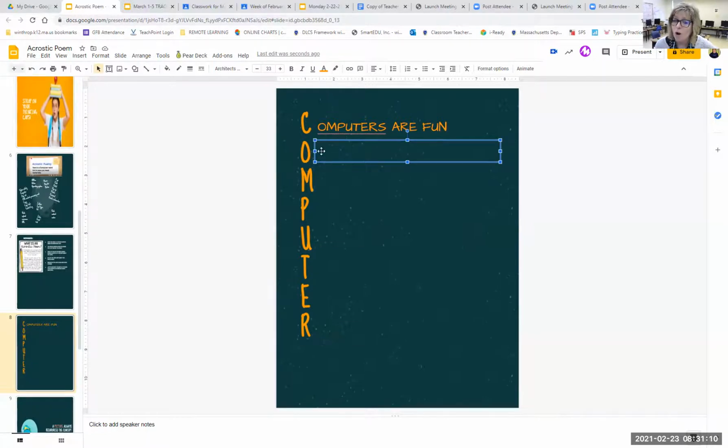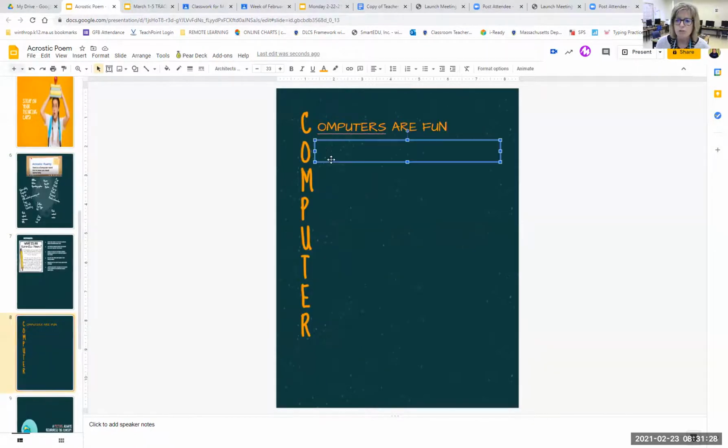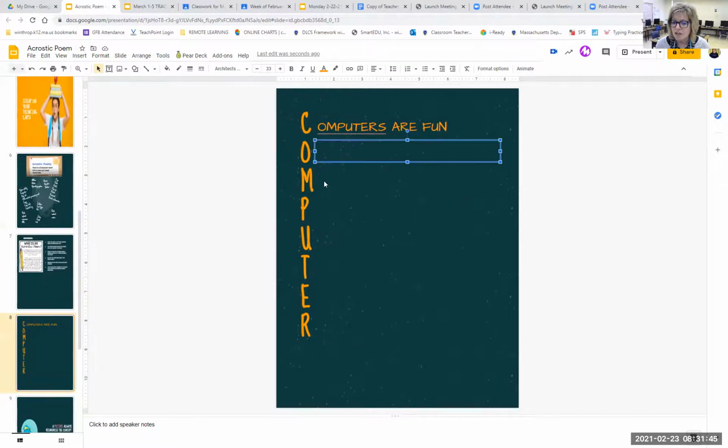Okay, then I go to the letter O. I click right next to the O. I think about an O word, something I can say about computers that begins with the letter O. And again, I can look back at my list. I have offline, online, operating system. Those are just some O words. You certainly can type in your own. You can say opposite of outside, because most of the time you're inside when you use a computer. So you can be as creative as you'd like, or if you need some help, you certainly can use the word list. So you're going to click next to each letter.